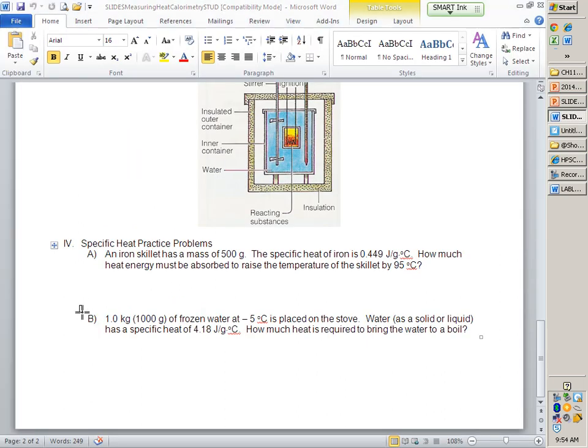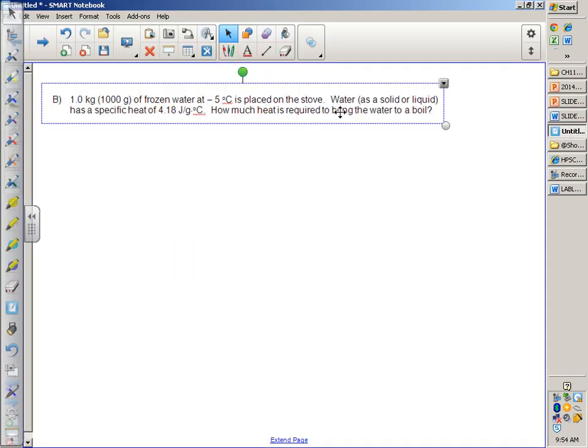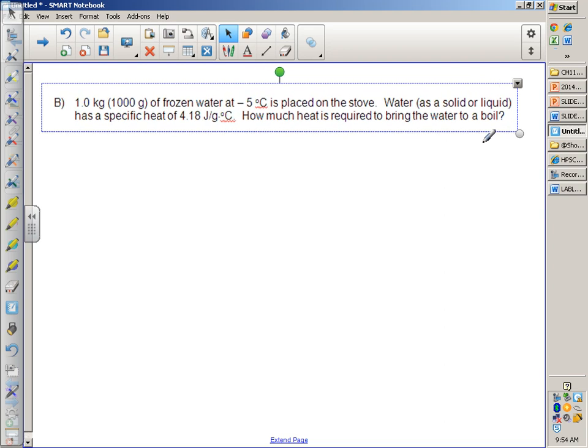There is problem letter B. All right, so let's take a look at that. This one is a little bit harder. You have to pick out a little bit more information in this problem. So, we read the problem: 1 kilogram, which is 1,000 grams, of frozen water at -5 degrees Celsius is placed on the stove. Water, as a solid or a liquid, has a specific heat of 4.18 joules per gram per degree C. How much heat is required to bring the water to a boil?